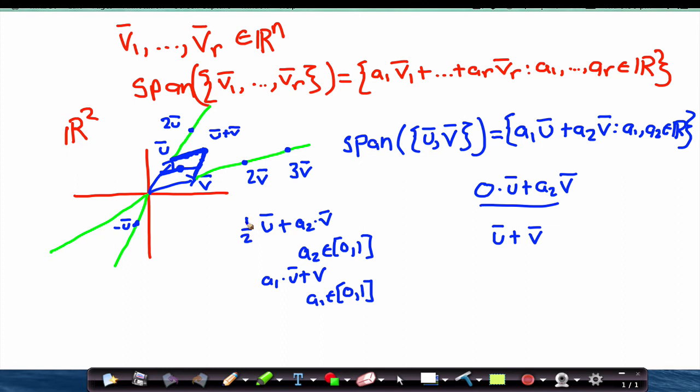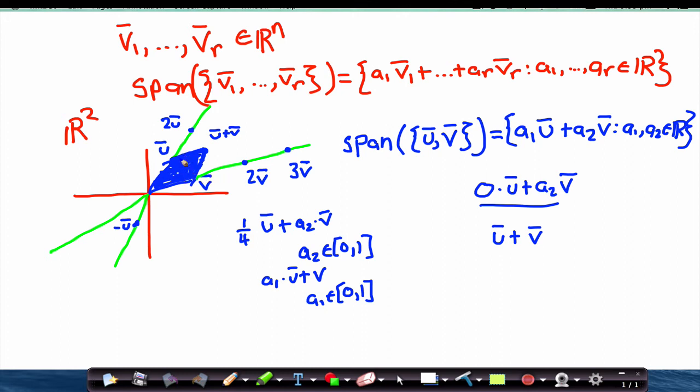And now you see that maybe instead of 1/2, I just let this also be, say, 1/4, right? That would give me this line here. That line would be everything of the form 1/4 times u plus a2 times v, as a2 ranges between 0 and 1. So just by multiplying u by different things here, maybe you can see that actually I can achieve anything inside this parallelogram. Okay, so everything inside this parallelogram is going to be in the span of u and v.